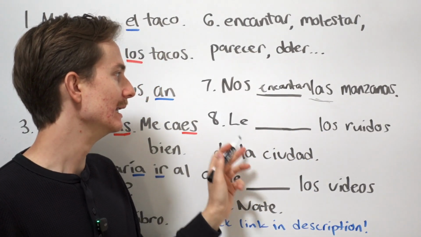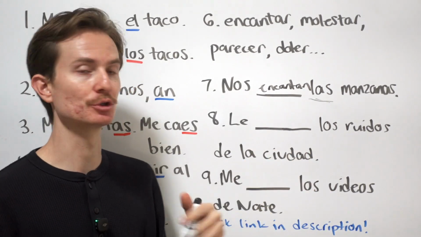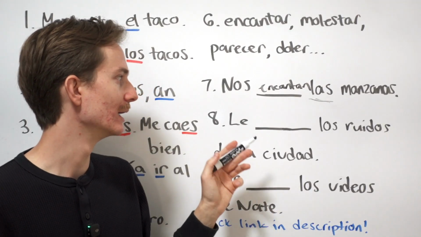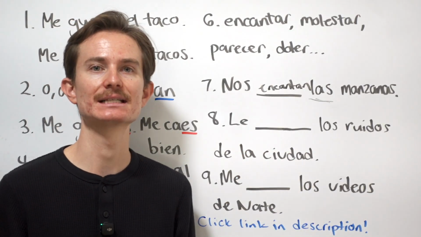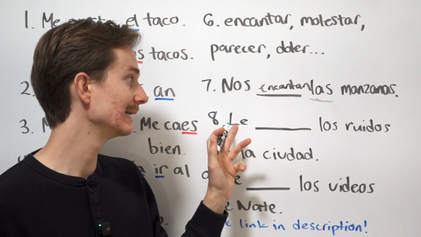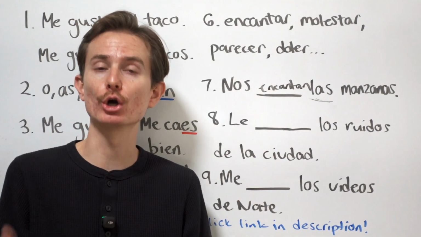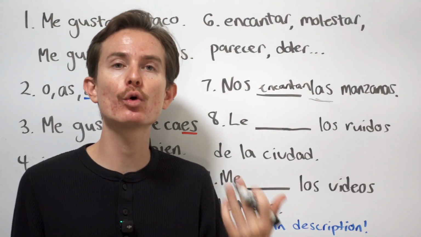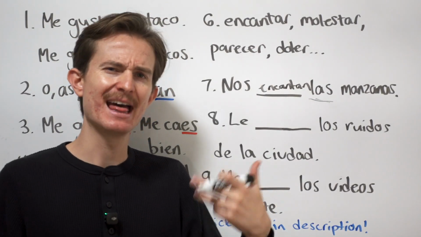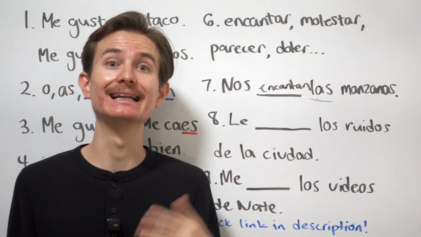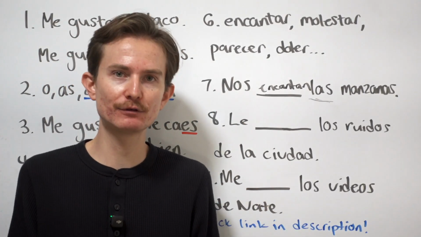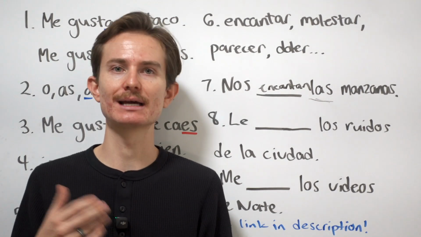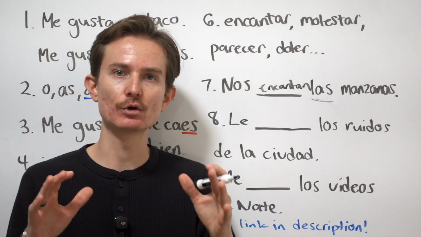Okay? How about this? Le blank los ruidos de la ciudad. So let's use a verb like molestar, meaning to annoy or to disturb. Okay? So, le blank los ruidos de la ciudad. Okay? So, we're talking about le. This could mean him, could mean her, could also mean usted. We don't know, right? I need extra context in order to understand who I am talking about. That's why the indirect object pronoun le and also les can be very confusing, because le can represent él, ella, or usted, and les can represent ellos, ellas, or ustedes. You will get this with time.